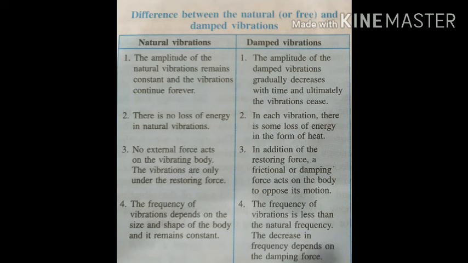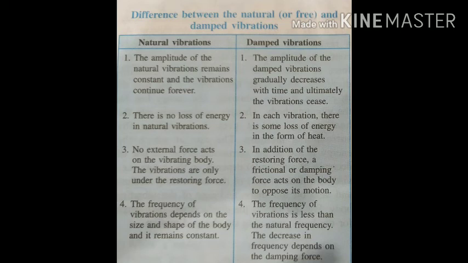The second point says that there is no loss of energy in natural vibrations. But in case of damped vibration, in each vibration there is some loss of energy, and hence the amplitude gradually decreases. No external force acts on the vibrating body. The vibrations are only under the restoring force. This is the third point of natural vibrations. But in case of damped vibrations, in addition to the restoring force, a frictional force or damping force acts on the body to oppose its motion, which is responsible for the body's reduced amplitude.